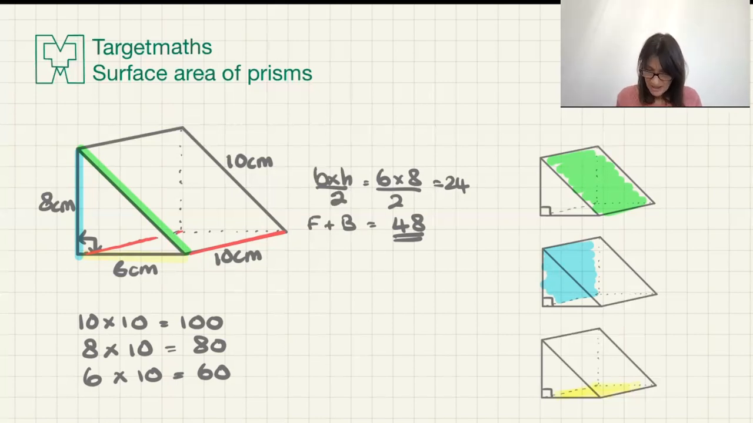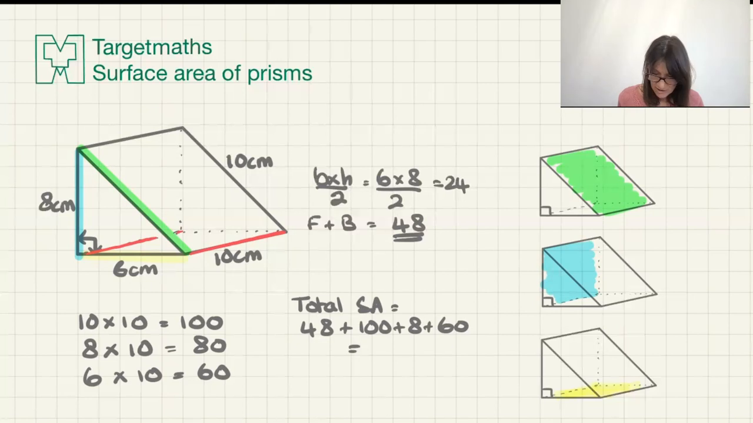So here we go. Final step. We've got to add all of these together. So my total surface area is going to be 48 front and back, plus the 3 sides, so 100, 80, and 60, and that is going to give me a total of 288 centimeters squared.